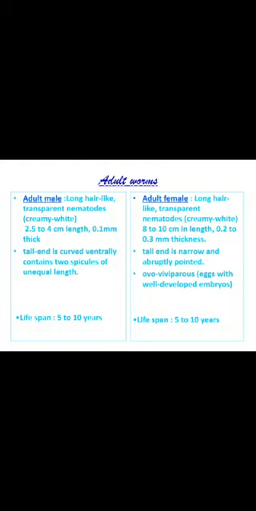Lifespan again is around 5 to 10 years, and it resides in the lymphatic vessels or lymph nodes of humans. Now look at this. This is a microfilaria in the peripheral blood, microfilaria of Wuchereria bancrofti. The last picture is the gravid adult female worm. Look at the pointed posterior end and rounded anterior end.